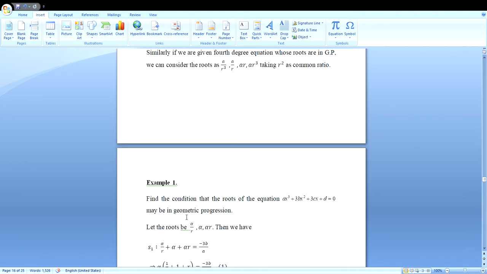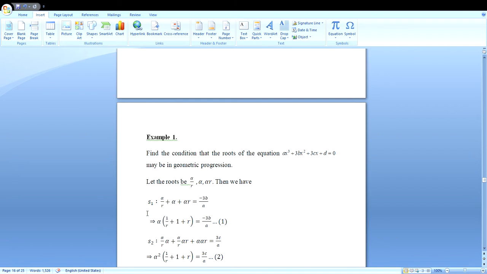Example 1. Find the condition that the roots of the equation ax cube plus 3bx square plus 3cx plus d equal to 0 may be in geometric progression. Let the roots be alpha by r, alpha, alpha r. Then we have the relation between roots and coefficients. S1, taking one at a time, that is, alpha by r plus alpha plus alpha r equal to minus 3b by a. This implies alpha into 1 by r plus 1 plus r equal to minus 3b by a.